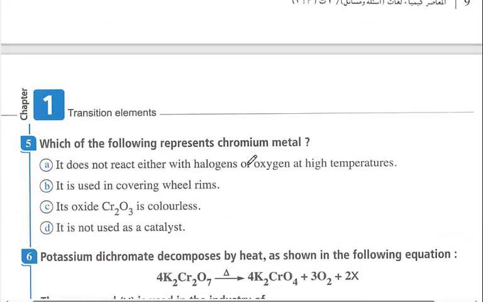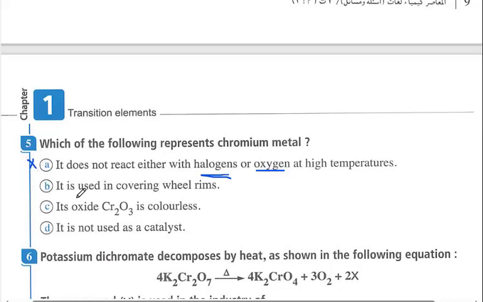Which of the following represents the chromium metal? It does not react either with halogens or oxygen. So there is chromium 3 oxide. There is potassium dichromate. So these are examples of the reaction between chromium and oxygen. Halogens are highly oxidizing agents. They can take electrons from chromium, and chromium is a metal. So surely, 100%, there is a reaction between chromium and halogens and chromium and oxygen. So this is not correct.